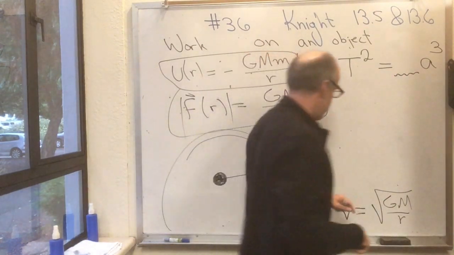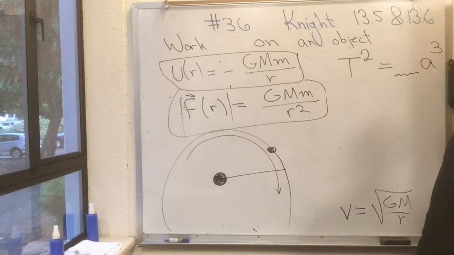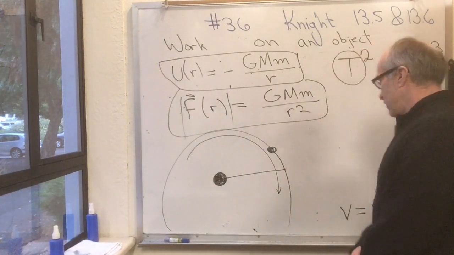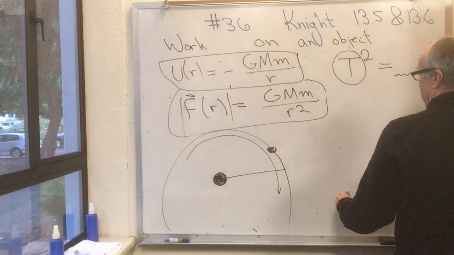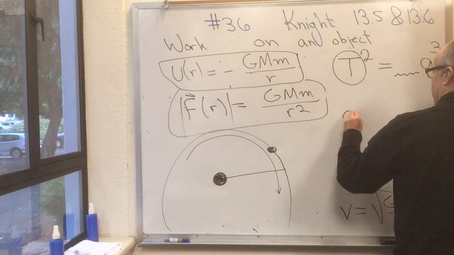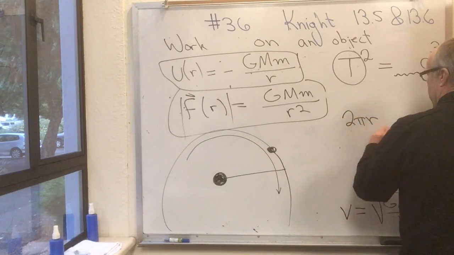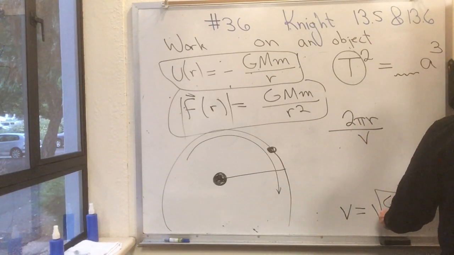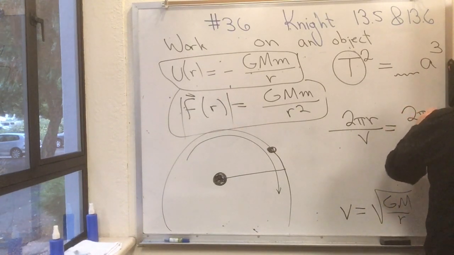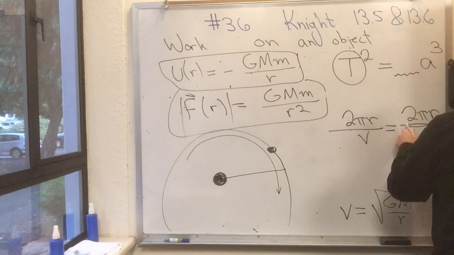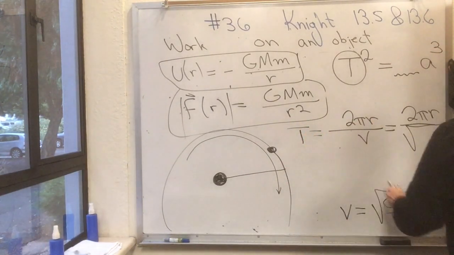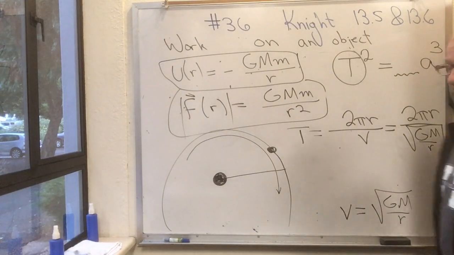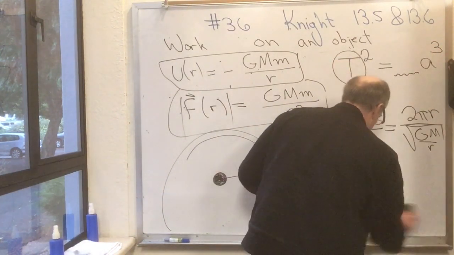Let's see if we can get that formula. We know that v is the square root of GM over r. Well, we need a formula for capital T, how long it takes the planet to go around the sun. That's how far its path around the sun is, 2 pi r, divided by its speed, which is v. And we know what v is already, v is the square root of GM over r. So capital T is equal to 2 pi r over v, which is 2 pi r over the square root of GM over r.